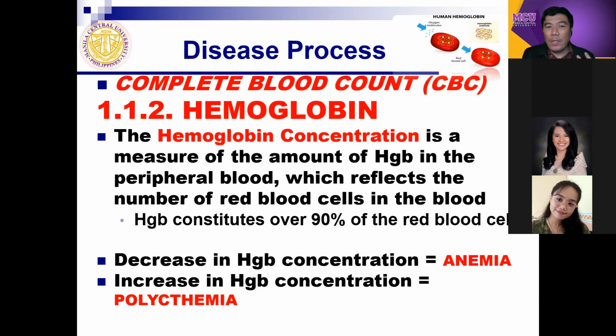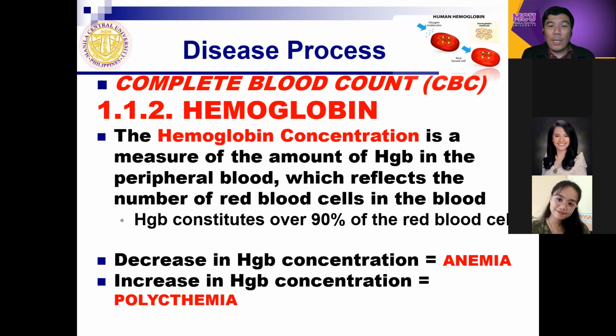Pag mababa, if there's decrease in hemoglobin concentration, the patient could have anemia. And increase in hemoglobin concentration, the client may have polycythemia. So what is the term used here to basically connect it with blood? Yung term na anemia. Anemia is always associated with blood.